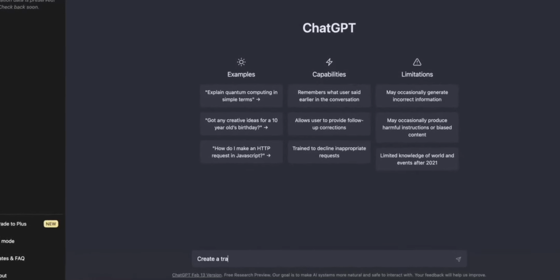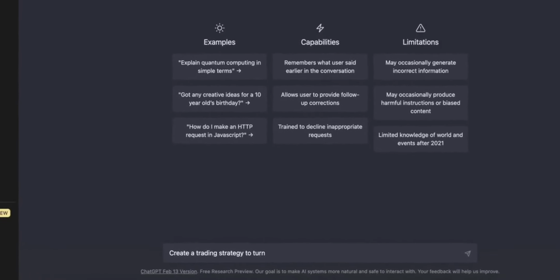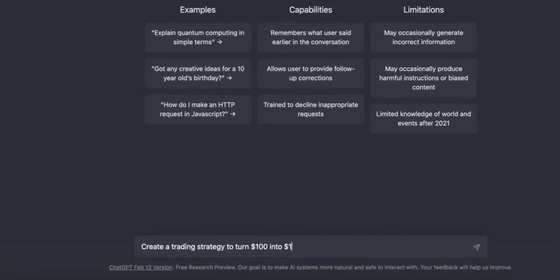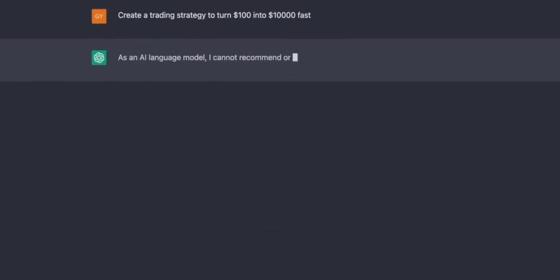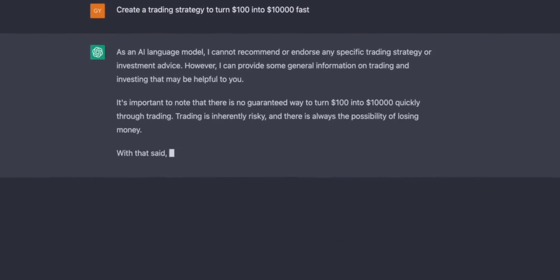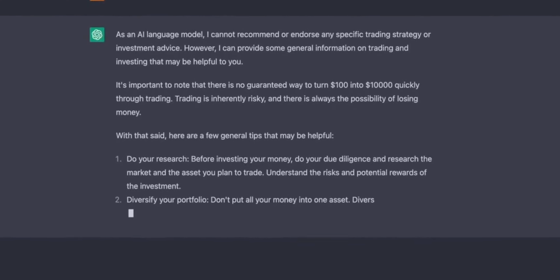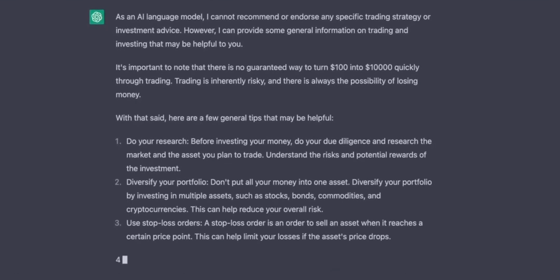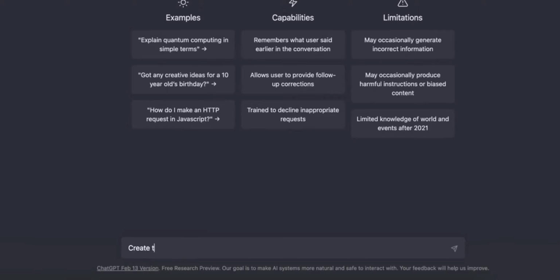I recently asked ChatGPT to give me a trading strategy to turn $100 into $10,000 fast, and it gave me some tips such as focus on highly volatile assets, use technical analysis, bear discipline. Yeah, we all know that, nothing specific. So I decided to be more specific with my question.